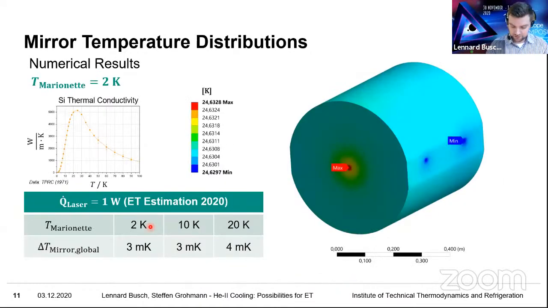So one of those solutions you can see here in the substrate, and that is for a marionette temperature, again at helium-2 temperature of 2 Kelvin. And as you can see already in the resolution that I had to give you here, how low the temperature gradients in the substrate are. Those were around 3 millikelvin for a total heat load of 1 watt. And that even only slightly increased when going all the way up with the marionette temperature to 20 Kelvin, which is because we always end up close to being around the thermal conductivity peak there.